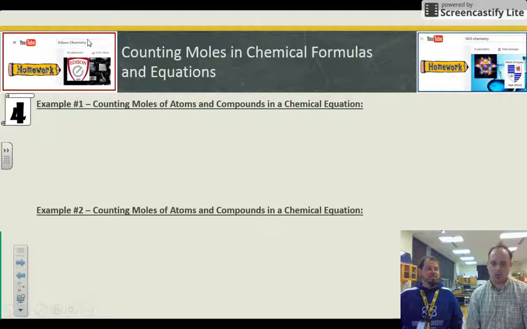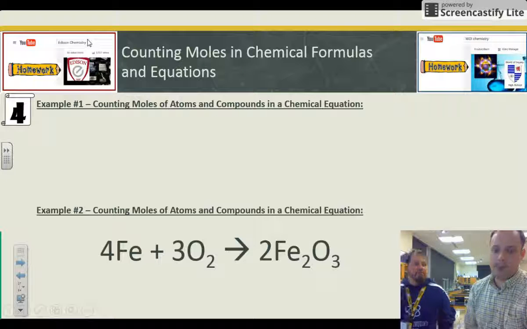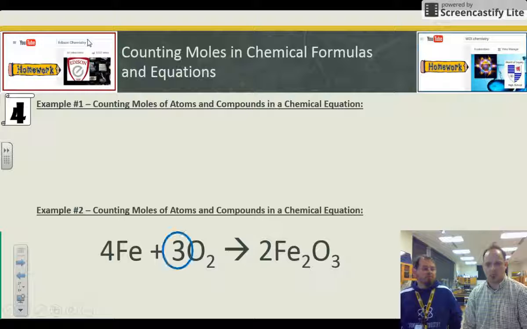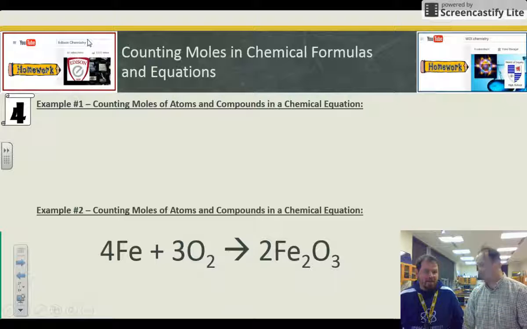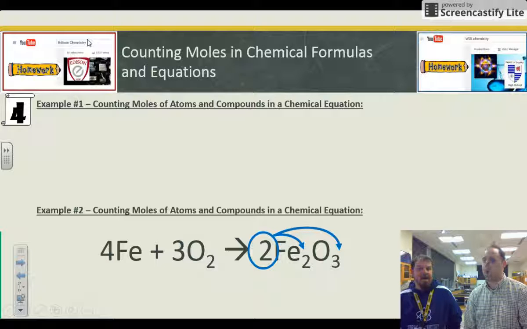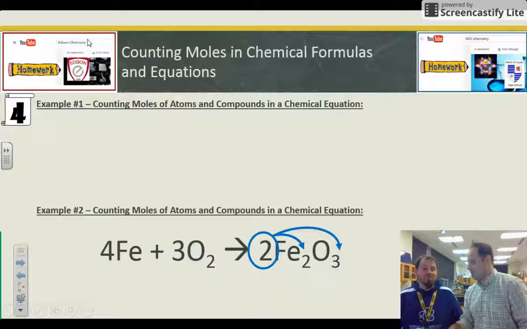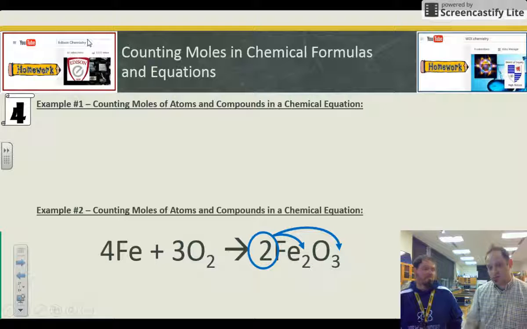We do a lot with it. This example is going to be a little faster. So 4 times 1 on the iron, I got 4 moles of iron atoms. 3 times the O2, I have 3 moles of O2 molecules, but 6 moles of O atoms. You write it all out: 2 times 2 is 4 moles of iron atoms, and 2 times 3 is 6 moles of oxygen atoms in 2 moles of Fe2O3. It just so happens those numbers actually balance out, so this is a balanced equation.